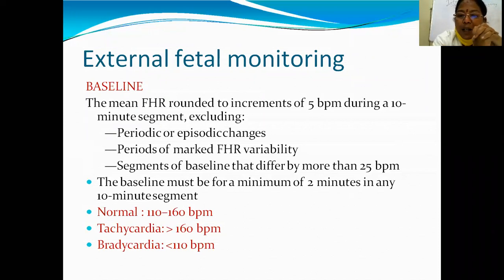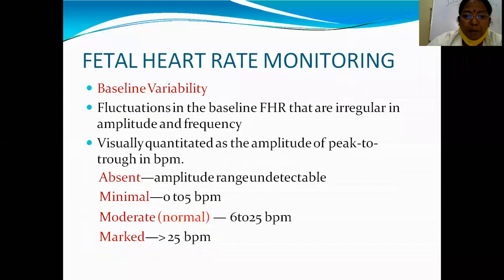It is the mean fetal heart rate, rounded to the nearest 5 beats per minute during a 10-minute segment, excluding periodic or episodic changes, periods of marked variability, and segments of baseline that differ by more than 25. So only a 5 beats per minute differentiation, we take it as a baseline. We should see at least 2 minutes in 10 minutes. So what is normal? 110 to 160. Tachycardia is more than 160 beats per minute. Bradycardia is less than 110 beats per minute.